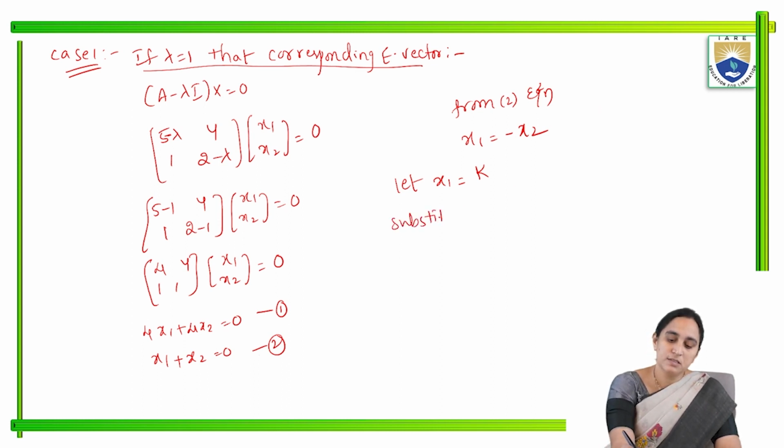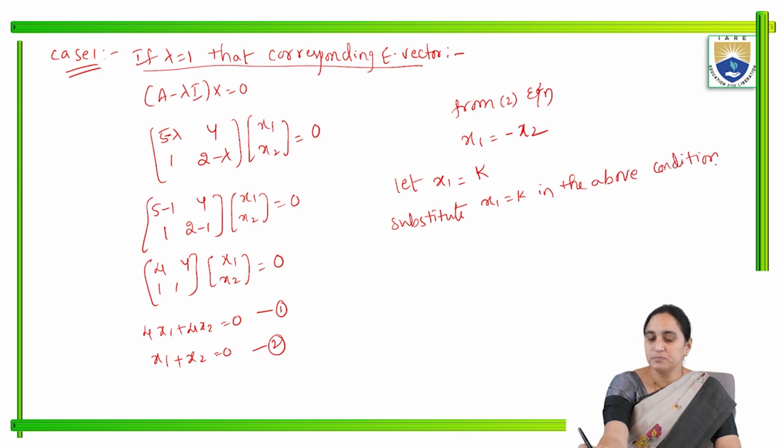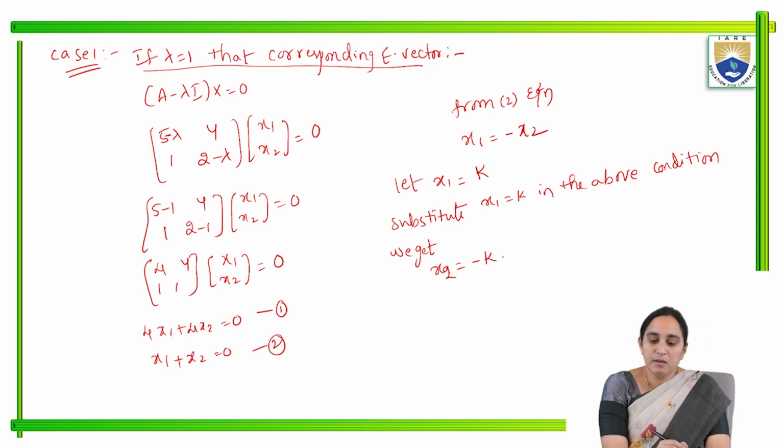Substitute x1 is equal to k in the above condition. From that we get x1 is equal to minus x2, so x2 is equal to minus k. Okay, if x1 is equal to k, from that I'm assuming x1 as k, what about x2? x2 is also minus k.